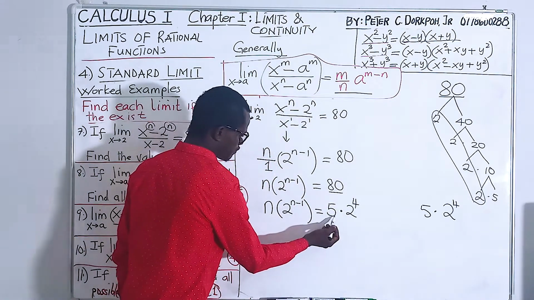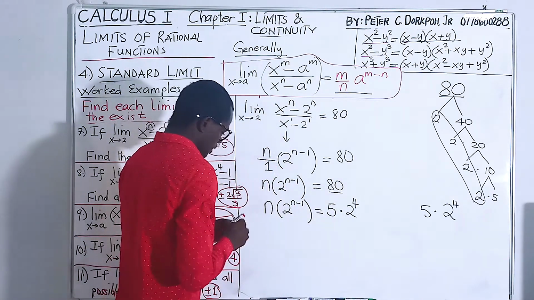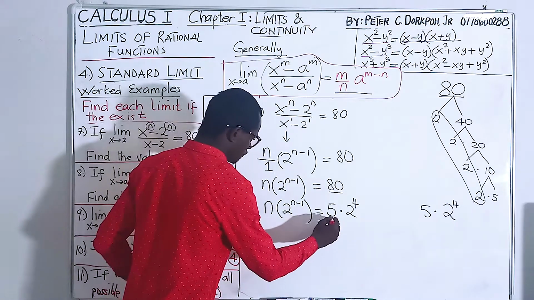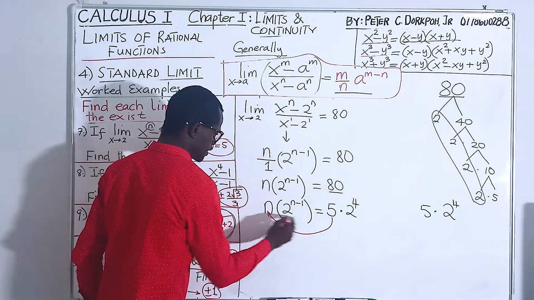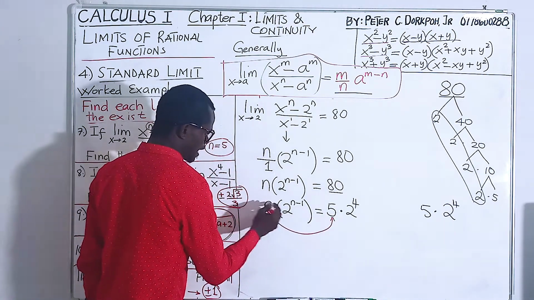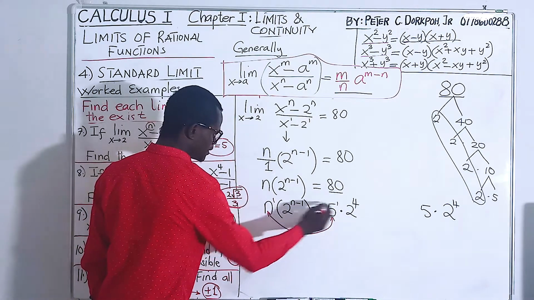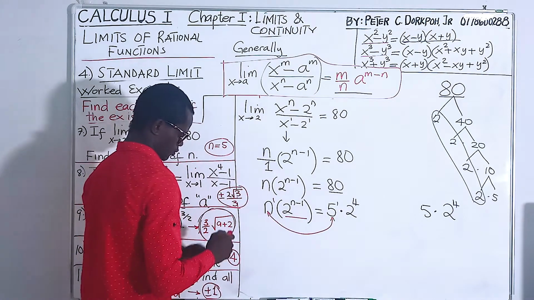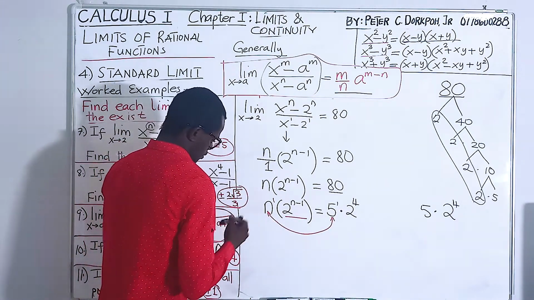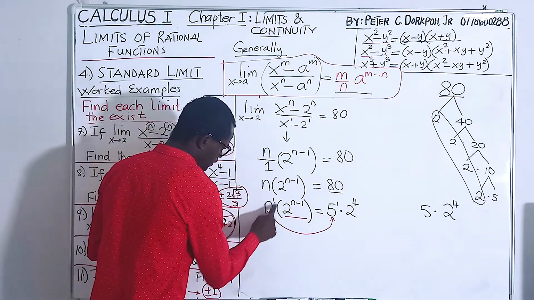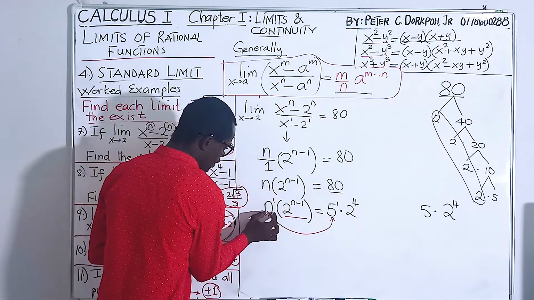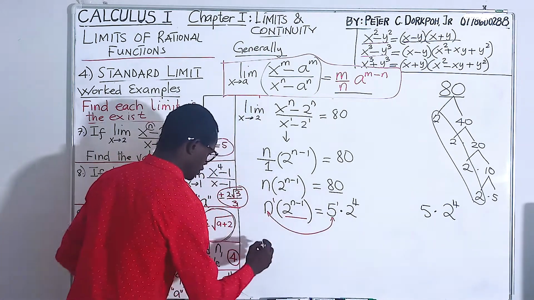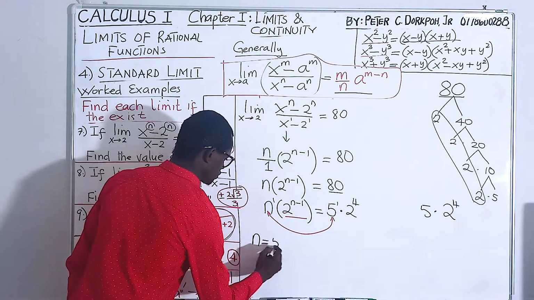Now I wrote this 5 first so that we can pair the 5 and this n, because the 5 and this n do not have power, right? The power here is just 1. But this one, it has power that is more than 1. So we can pair the first factor, this factor, and this one, right? So we equate n and 5. So we have n is equal to 5.